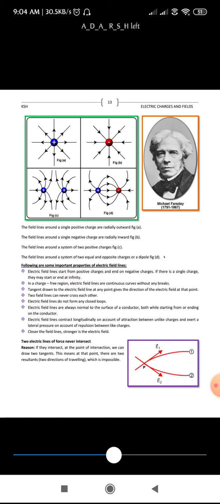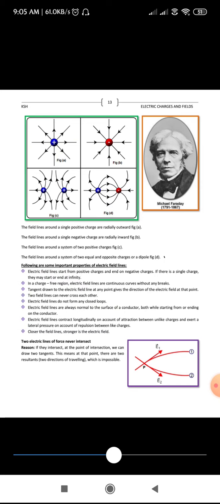Next, in case you have an electric field line and you want to find the electric field at any particular point on that line, how are we going to find it? We draw a tangent at that point. The tangent drawn at that point gives the direction of the electric field at that particular point. Next, electric field lines are always normal, as we know that they are always perpendicular to the surface.